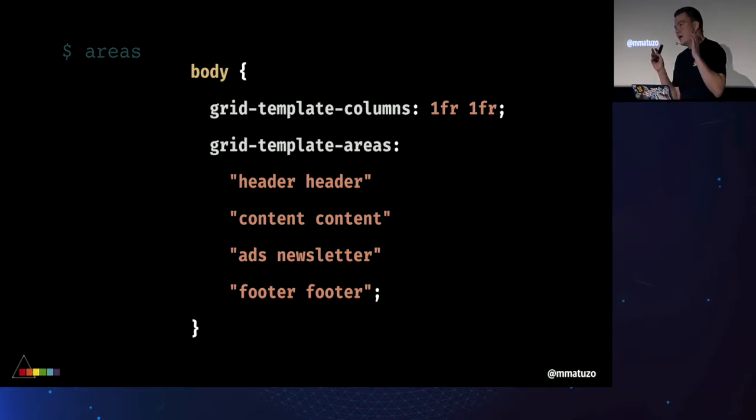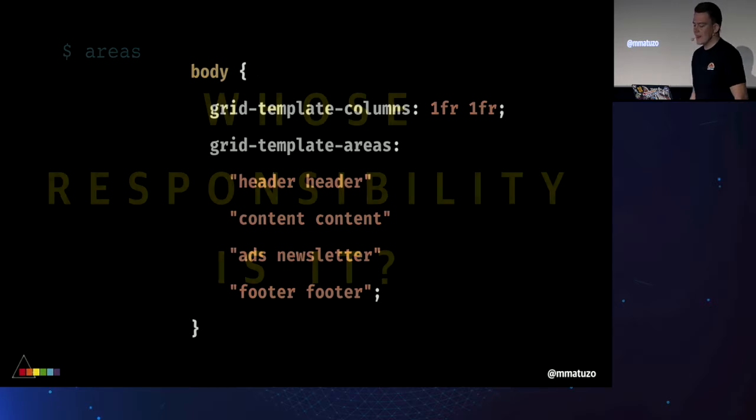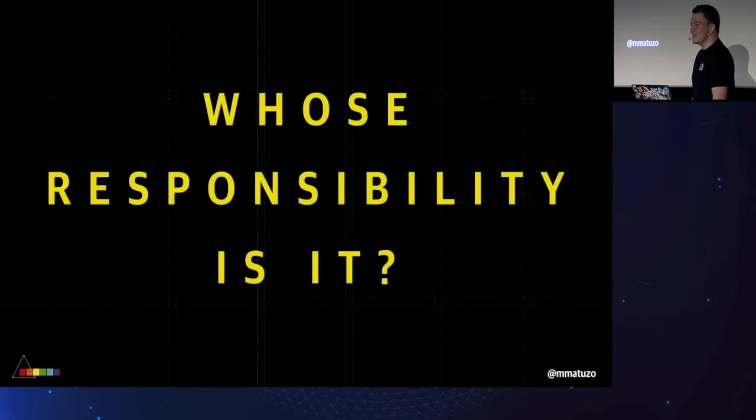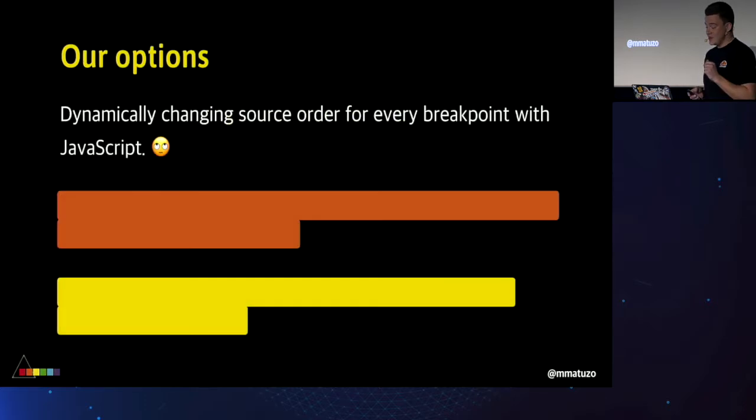All right, now there are a lot of ways of changing order, and there are a lot of ways of getting it wrong. You might think, or at least I do, isn't this something the browser should fix somehow, or the W3C, or whoever is responsible? I don't know. I'm not going to answer that question, but let's look at our options. So what can we do? Well, we could dynamically change the source order of every breakpoint by using JavaScript, or maybe we shouldn't do that.